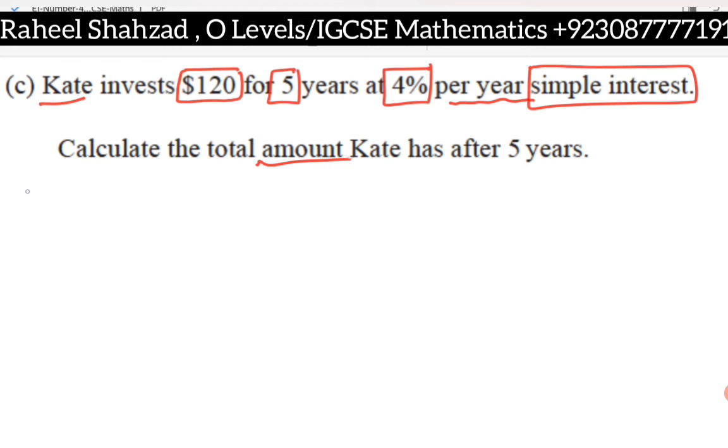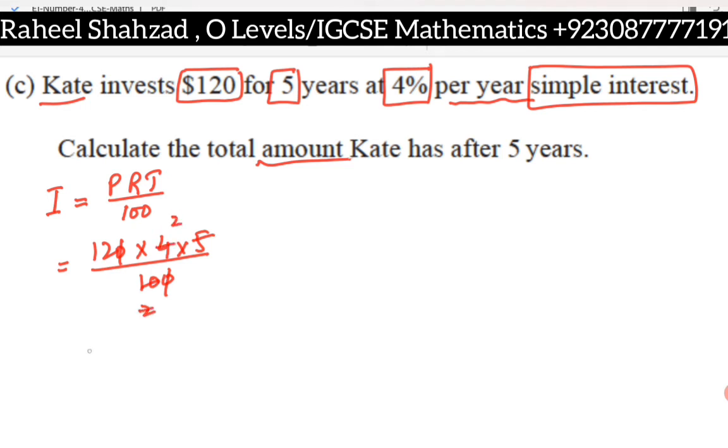So let's find simple interest first. So interest will be equal to PRT divided by 100, that is equal to $120 invested initially, rate is 4% and time is 5 years, upon 100. So you can cancel this 0 with this, 5 2s are 10 and 2 2s are 4, that is equal to $24. So $24 is the interest he gets after 5 years with this interest rate.